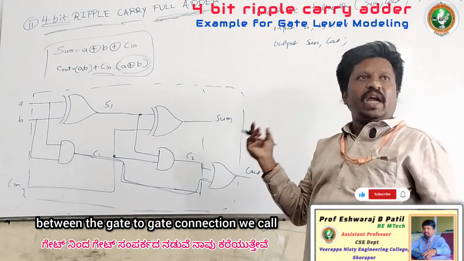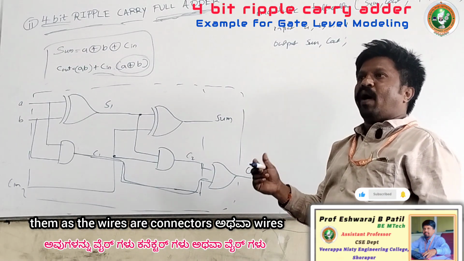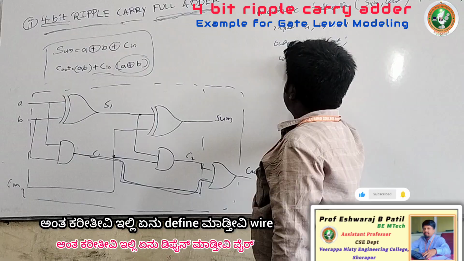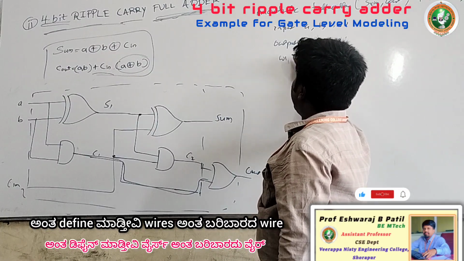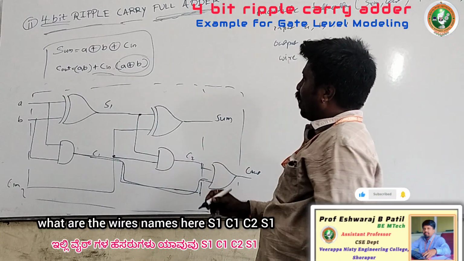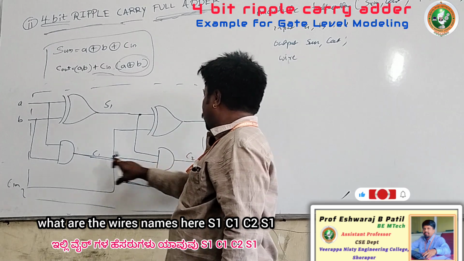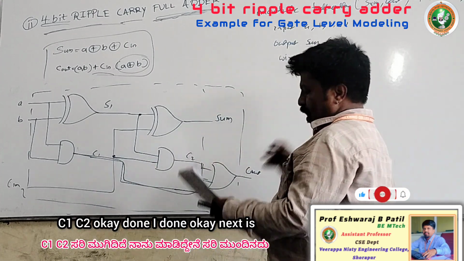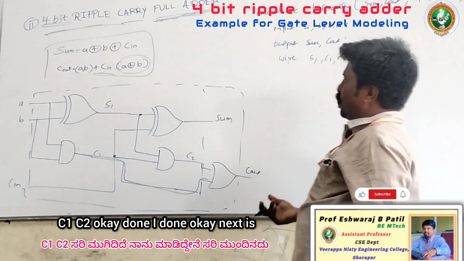Interconnection between gate to gate connection, we call them wires or connectors. Here we define them as wire. What are the wire names here? S1, C1, C2. Okay, done. Next is the writing.